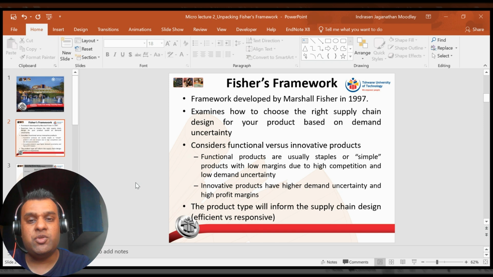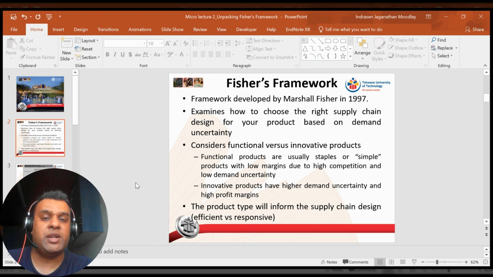Functional products, which are usually simple products with low margins due to high competition and low demand uncertainty, and innovative products that have a higher demand uncertainty and high profit margins. So, the product type will inform the supply chain design.